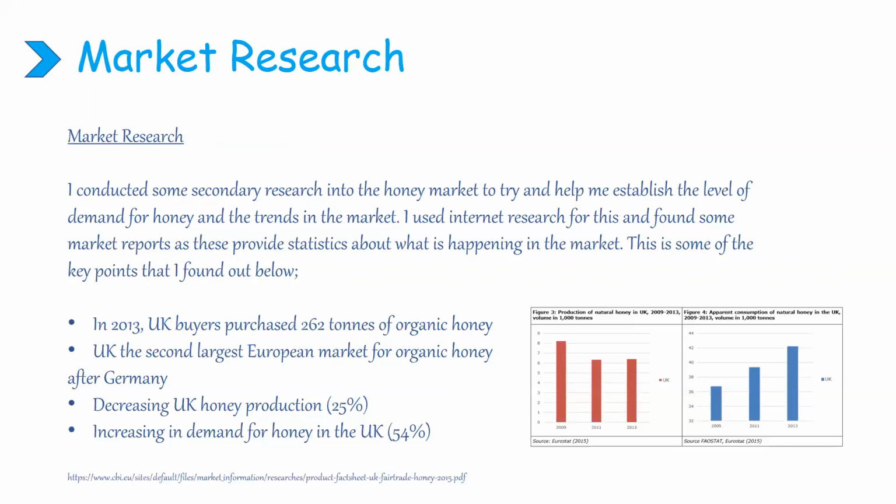The UK has decreasing honey production. So I said that's a positive thing because actually there's less competitors. You could always turn it around and say it's a bad thing because people aren't producing honey. Maybe there's no need for honey. But then I've got there, demand for honey is actually going up by 54%. And you can see I put a nice little graph in there. The production of honey, obviously in the UK, and the consumption's going up. So that's going to be great for my business. So you can see there is some secondary research.